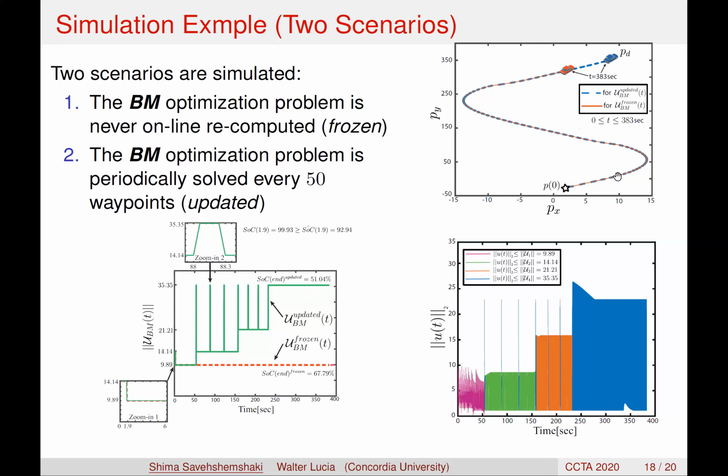In this figure, you can see that by using the updated profile, the EUV is capable of reaching the destination at t equals 383 seconds. And this red car here shows where the vehicle is at the same time in the first scenario; it is busy with the trajectory tracking and hasn't reached the goal yet.